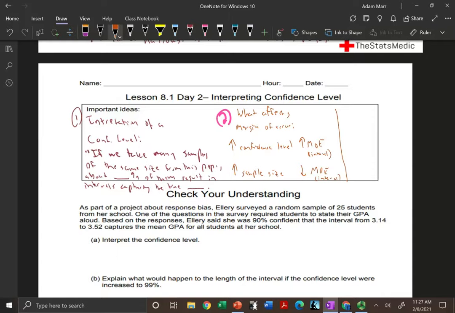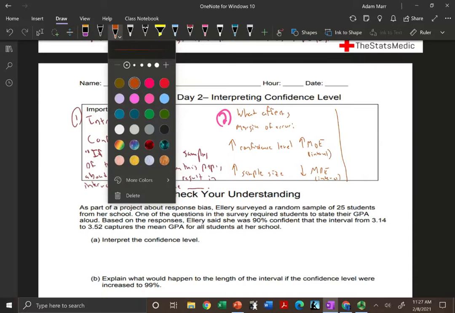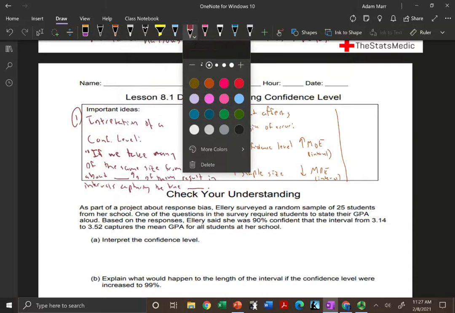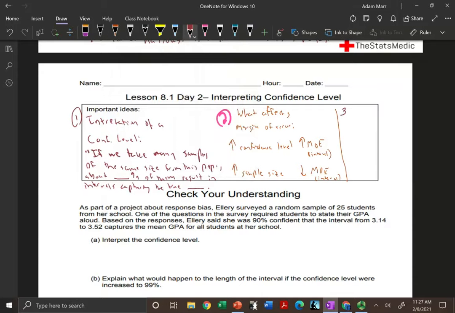Part 3, margin of error doesn't account for bias at all. These are 2 different things. We'll talk about that later, but just a definition of that. Margin of error does not account for bias.